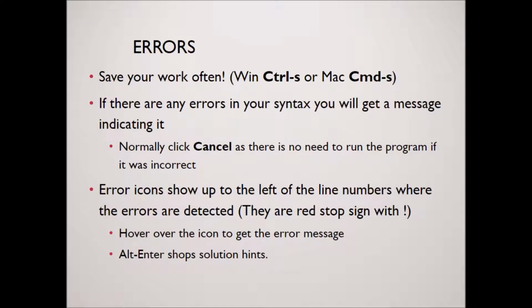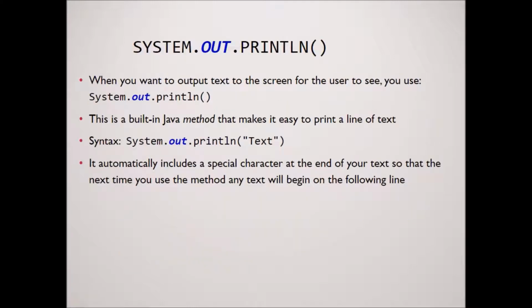However, if you'd made a syntax error, it would have shown up. In fact, it most likely would have shown up before you even tried to compile and run the program. Control S will always save your program. If there are any errors in your syntax, you'll get a message. Normally you don't want to run the code if it has errors in it. You can also see these red error icons to the left of the line numbers. They look like a red stop sign with an exclamation point, and if you hover over them, it'll give you hints to the solutions.